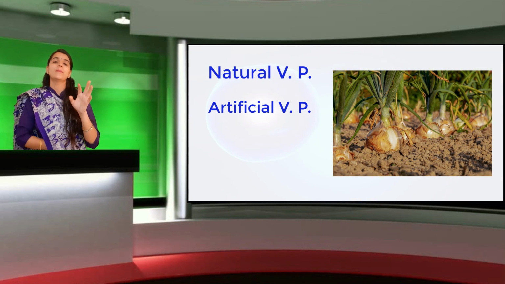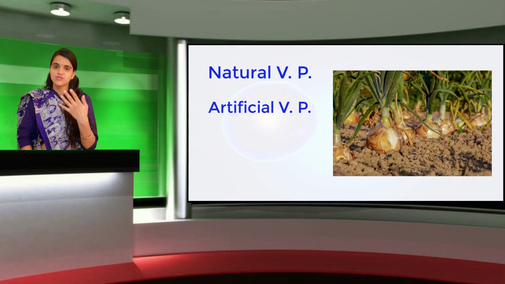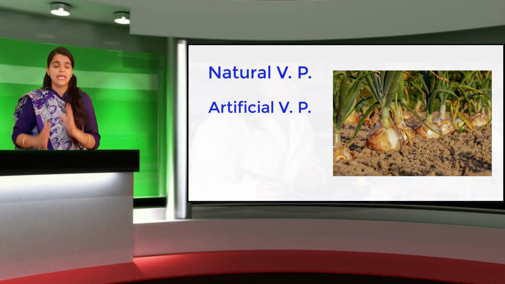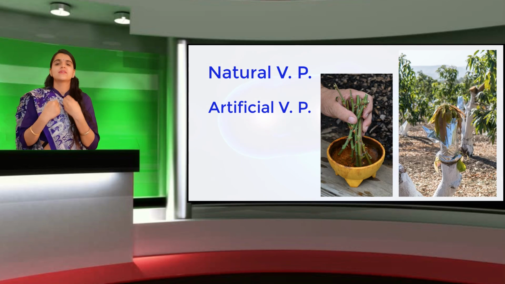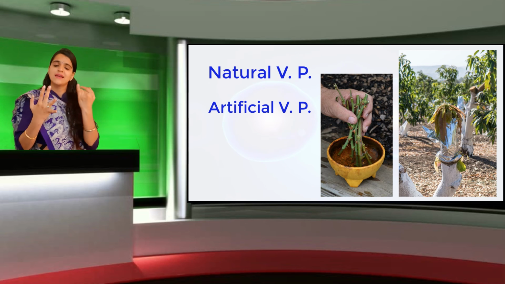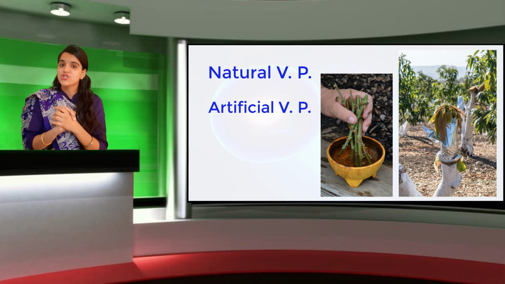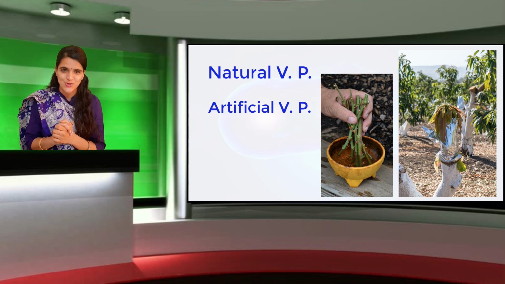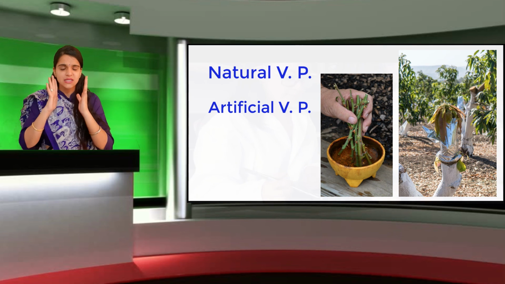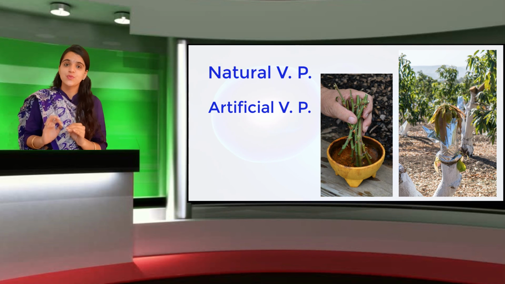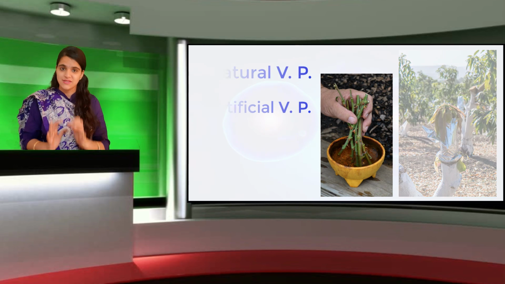So you have to remember the natural vegetative propagation methods. These are the examples for that, students. And if I talk about artificial vegetative propagation methods, there are cutting, layering, grafting, and tissue culture, and the other name of tissue culture is micropropagation. So this is all about the artificial one. Students, this is my last video of the first chapter, that is Reproduction in Organisms.